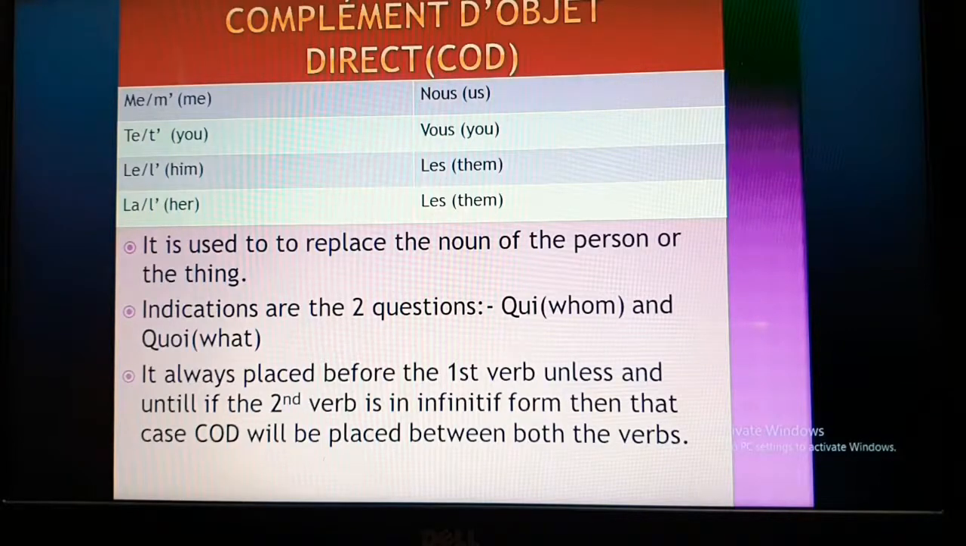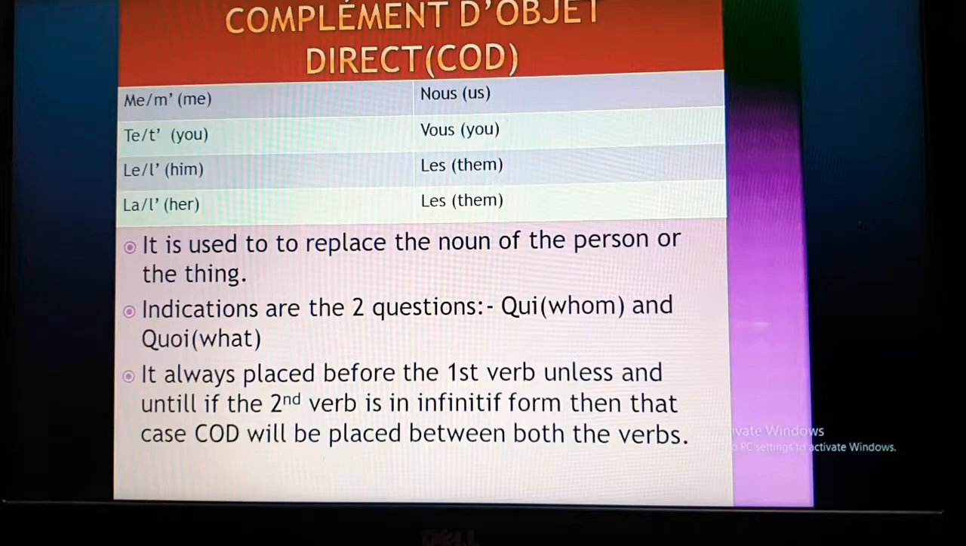Les means them, and les is for masculine, feminine, plural. Now it is used to replace the noun of the person or the thing. The indications are the two questions we already studied in class 9, right? So qui, that is whom, and quoi is what.